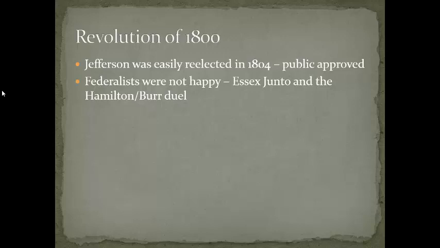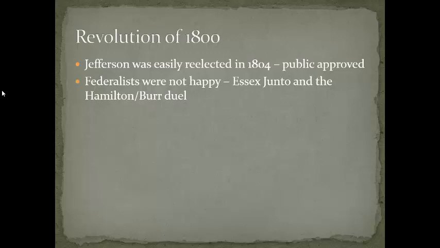Well, he decides to run for governor of New York as a Federalist. And when Hamilton hears this, he can't believe it. And he immediately begins bad-mouthing Aaron Burr to anyone who will listen. And at least partially as a result of that, Aaron Burr loses the election to become governor of New York. And he is enraged. He is furious with Alexander Hamilton, and he challenges Hamilton to a duel.